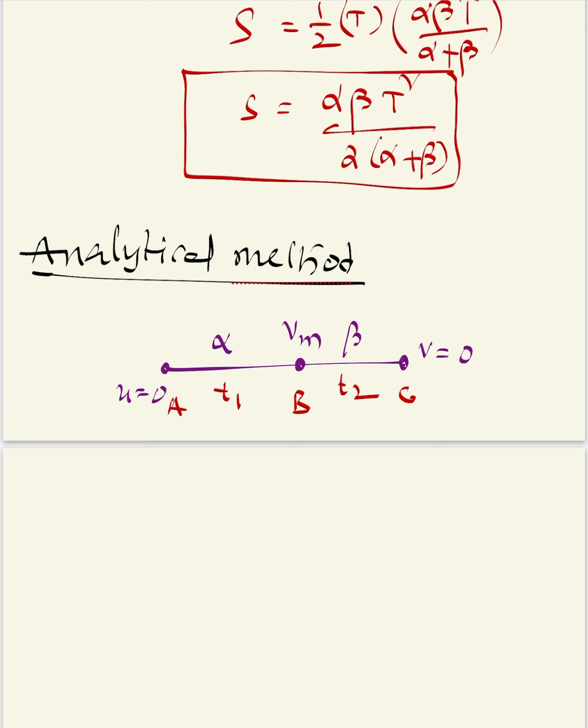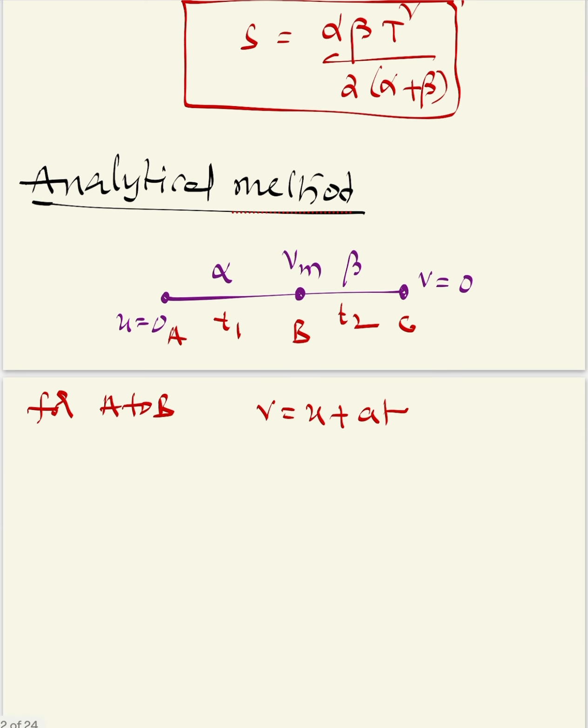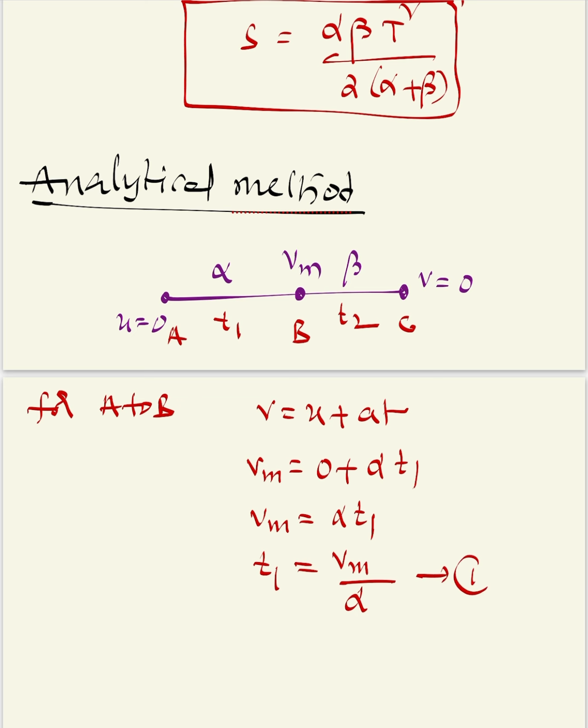So write for a to b, apply the equation of motion v equals u plus at. What is the final velocity for a to b? Vm, initial velocity 0, a is alpha, t is t1. So Vm equals alpha t1, then t1 equals Vm by alpha. So this is equation 1.